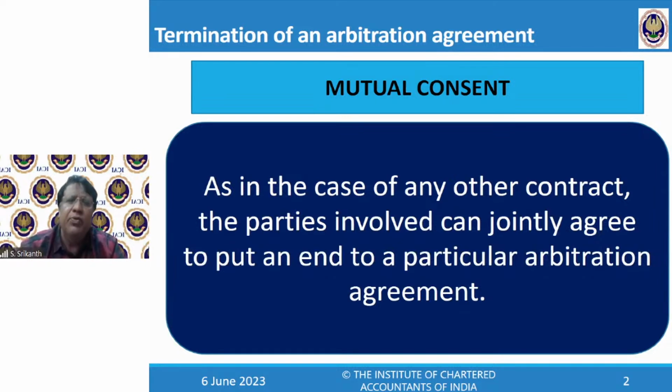We'll quickly cover it. As in the case of any other contract, the parties involved can jointly agree to put an end to a particular arbitration agreement. They can also say, in the middle of the arbitration, it's not working for us, stop. We are stopping the arbitration at this stage, cancelling it, go back to court. Whatever, you all go to court.